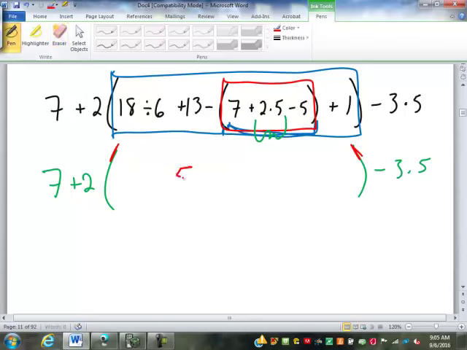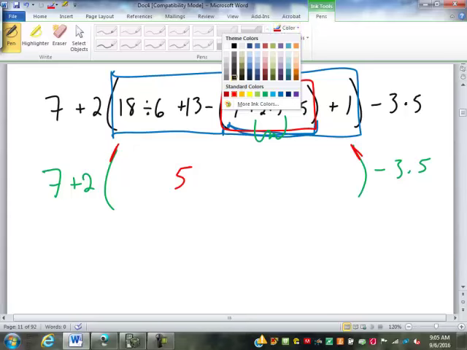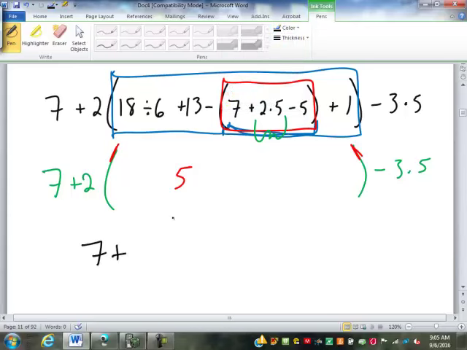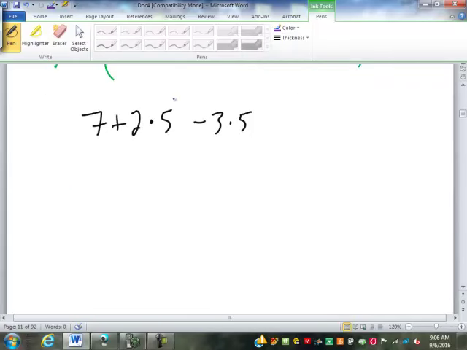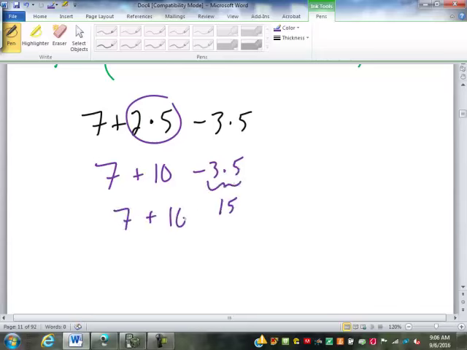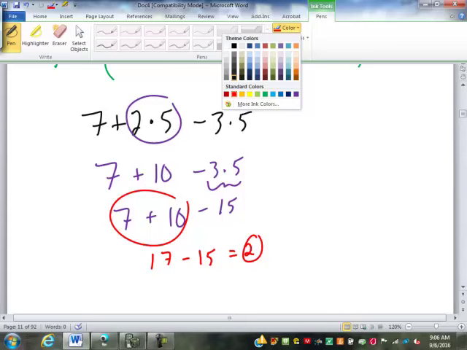So now that I've reduced what's inside that parentheses to a single number, I don't need it anymore. So I take out the parentheses, remembering to put in multiply because there's a 2 in front with no symbol. Rewrite the rest of it. Now what? Multiply and divide straight across. So 2 times 5 is 10. And 3 times 5 is 15. So we have 7 plus 10 minus 15. We'll do 7 plus 10 first, which is 17. Minus 15 is 2. All that work for 2.